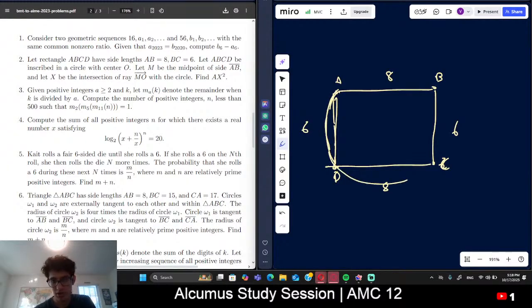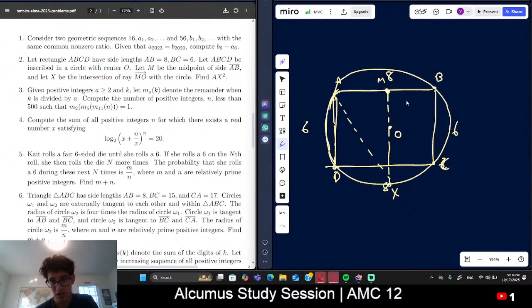Because we're in a circle, the radius of the circle is going to be 10. But that's not what they're asking. They're asking us for... okay, so this is center O. Let M be the midpoint of side AB, and let X be the intersection of ray MO with the circle. So that's going to be all the way down here, right here. That's X. They're asking us for AX squared.